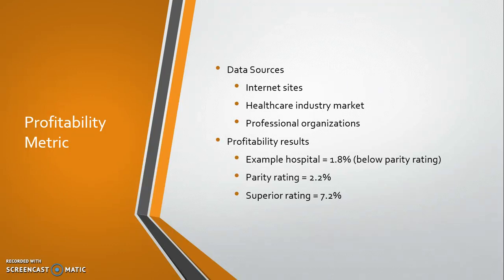Profitability metric. The hospital began by looking at profitability as a metric. Sources for this data were sites such as Centers for Medicare and Medicaid, healthcare industry markets, and professional organizations. Through this data, the hospital found that it was marginally profitable at 1.8% in comparison to other rural, not-for-profit hospitals that range from a parity rating of 2.2% to a superior rating of 7.2%.